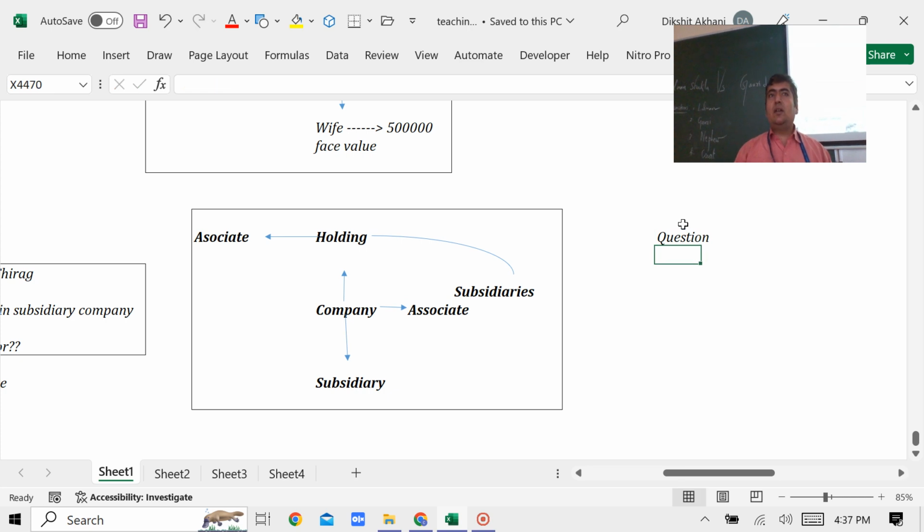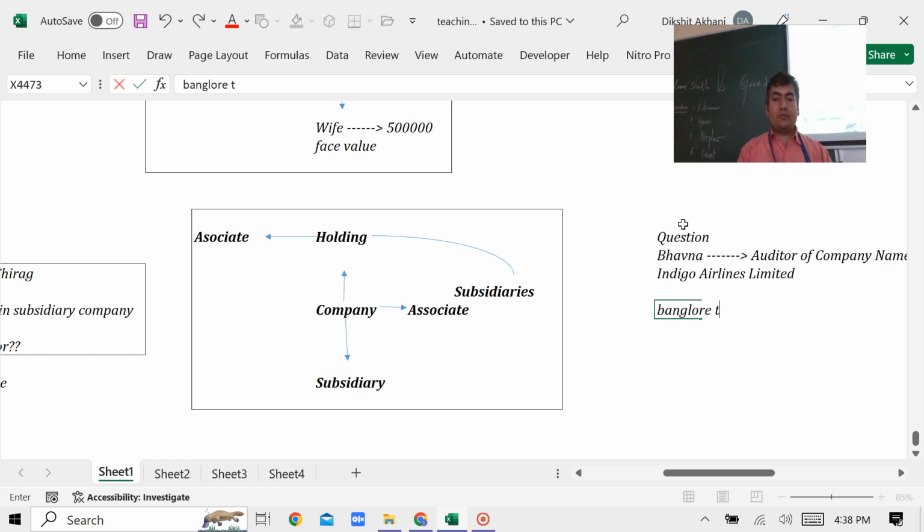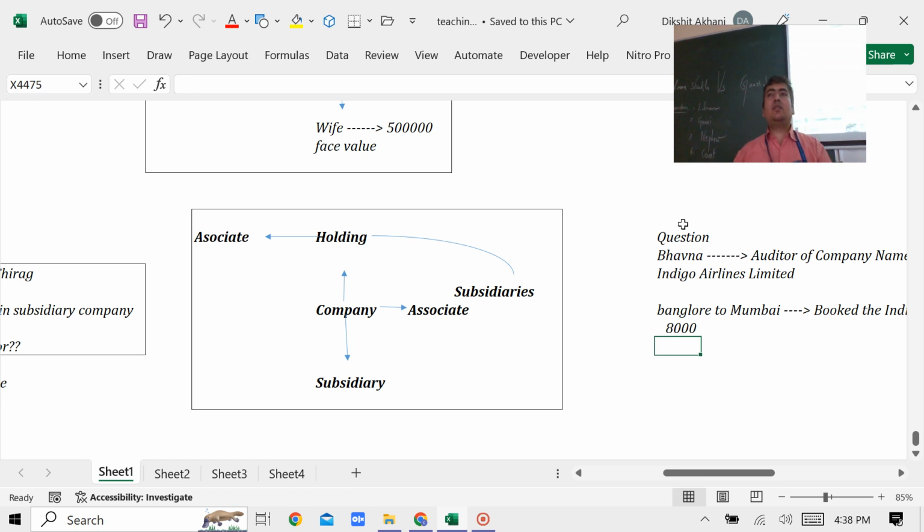Suppose it is saying like this that Miss Bhavna, who is a chartered accountant, is appointed as auditor of a company named Indigo Airlines Limited. For the sake of some issues, she needs to move from Bangalore to Mumbai, assume, and she booked the Indigo flight. As soon as you are paying, let's say 8,000 rupees to the flight, have you created a business relationship with the company or not? Are you qualified or disqualified?